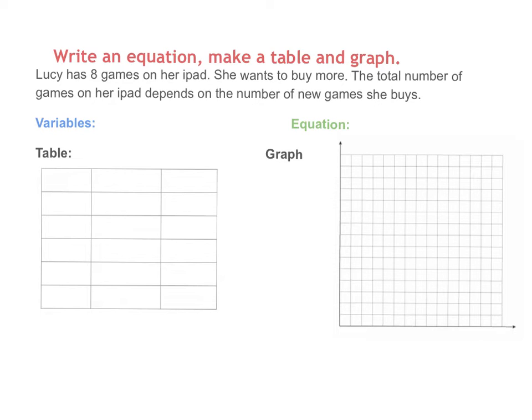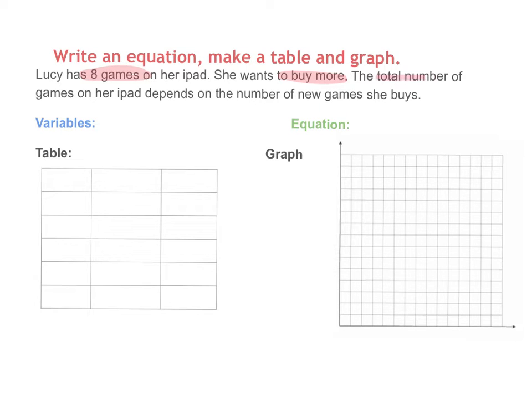So let's look at this sentence. We're going to write an equation first. Lucy has 8 games on her iPad. She wants to buy more. The total number of games on her iPad depends on the number of new games she buys. So what we know is that she already has 8, so that's her starting spot. We know that she wants to buy more. We don't know how many more, so that would probably be a variable.